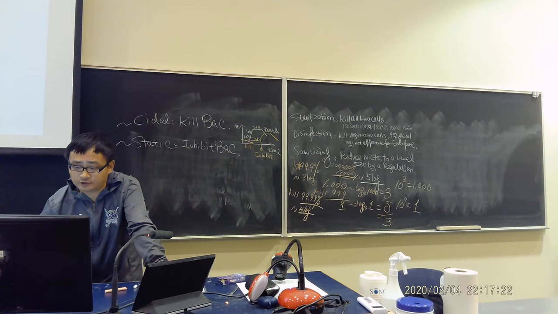You heat 2 minutes, 4 log still survived. 3 minutes, 3 log still survived. 4 minutes, 2 logs still survive. 5 minutes, 1 log still survives. Until 7 minutes, barely any bacteria survived. And this is the thermal inactivation, heating the bacteria in the solution at 121 degrees Celsius.